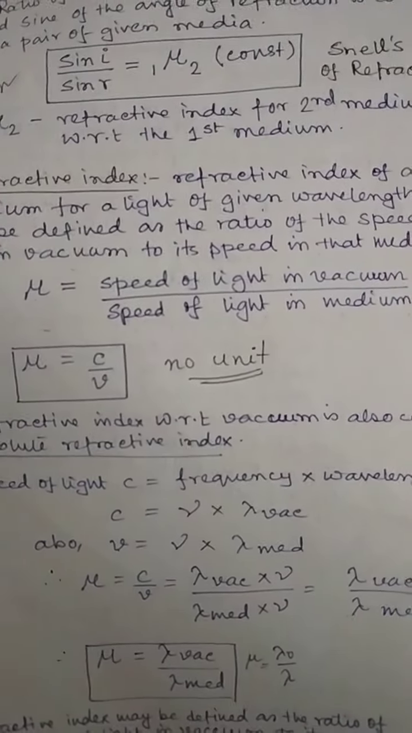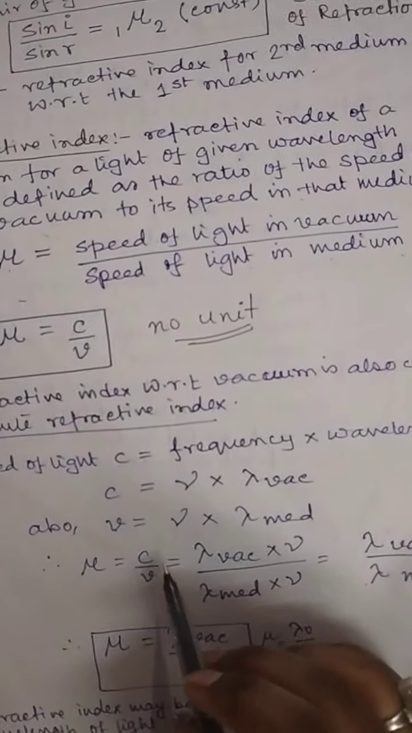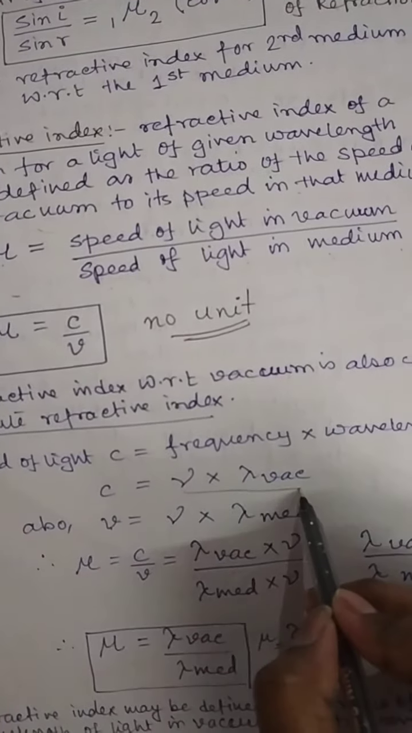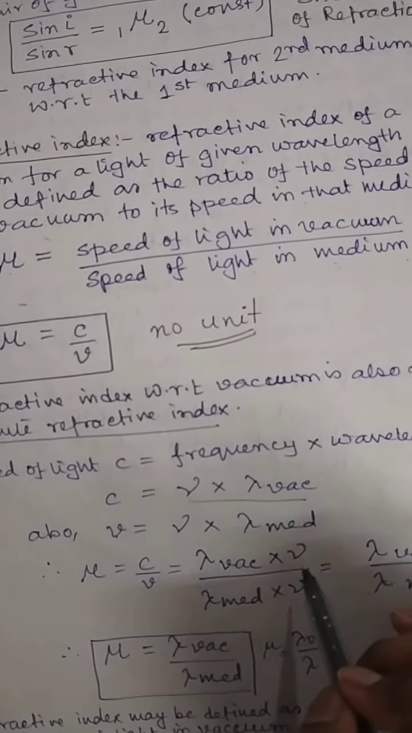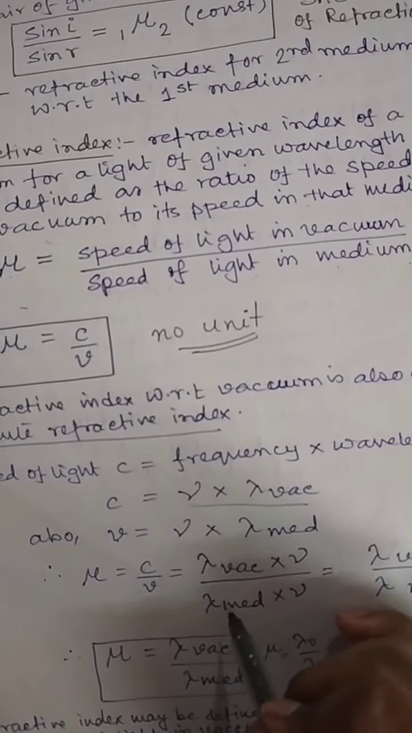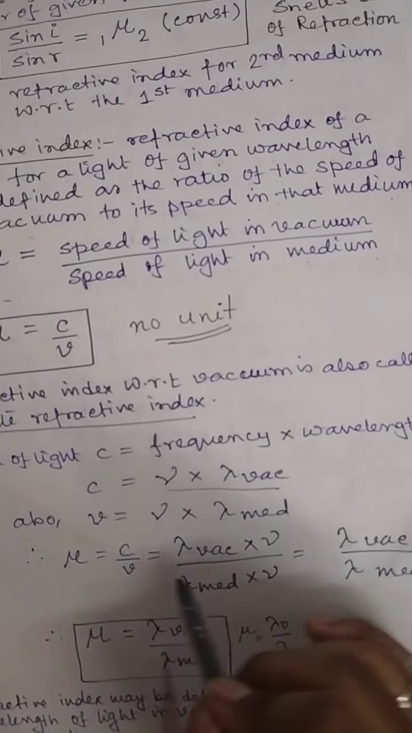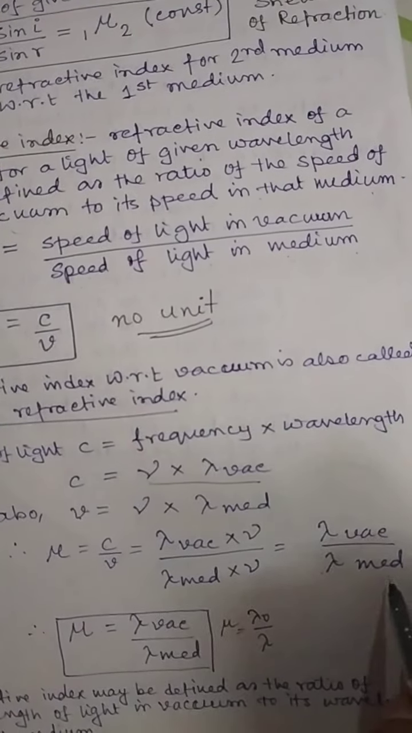So mu means refractive index. We have seen that mu is equal to c by v. So we will substitute c and v from these equations. c will be lambda vacuum into nu and v will be lambda medium into nu. So we can cancel out nu from both sides. So mu will be equal to lambda vacuum by lambda of medium.